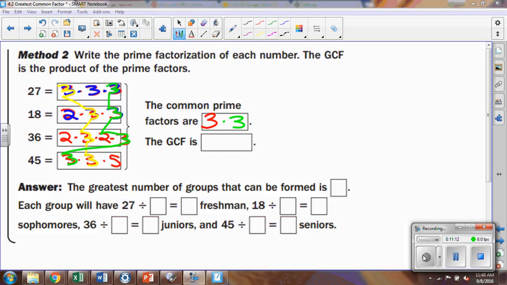Is there anything else on all 4 lists? No. The only thing left for 45 is this 5, and that doesn't connect anywhere else. Yes, there are 2's that match up on these 2 lists, but there's no other number that appears on all 4. Well, after we've identified the common prime numbers, just multiply them. 3 times 3. Here's our greatest common factor.